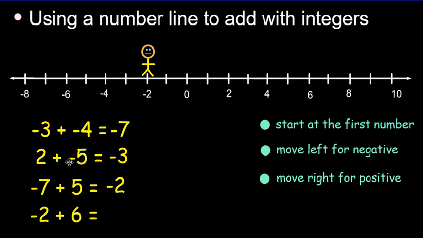We got a couple more. So this one, we're starting at -2, and we're going to move to the right 6 units because it's a positive 6. So start at -2, and I move to the right 6 units. 1, 2, 3, 4, 5, 6. And I end at my answer, which is 4.